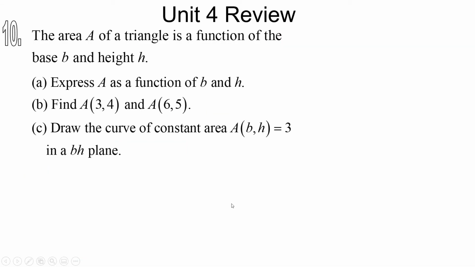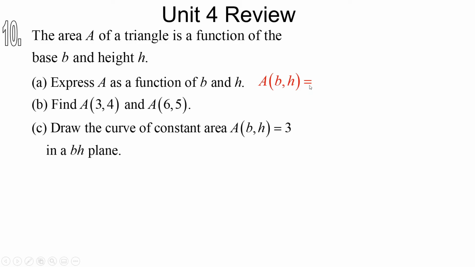Okay, number 10. The area A of a triangle is a function of the base b and the height h. So this is a function in two variables, area. Area depends on the base of the triangle and the height of the triangle. So express A as a function of b and h. All they want you to do here is use the appropriate notation. So area as a function of b and h is A of b comma h, a function in two variables.